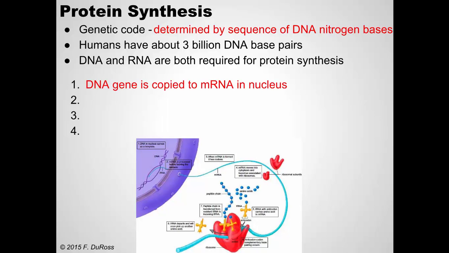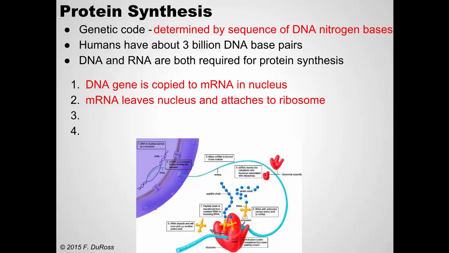So the basic steps, the DNA gene gets copied to messenger RNA in the nucleus. What's going to be the second step? So we copy the recipe to mRNA, it's in the nucleus. What's it have to do though? It's got to go to the ribosome. So the messenger RNA leaves the nucleus, goes out and attaches to the ribosome.